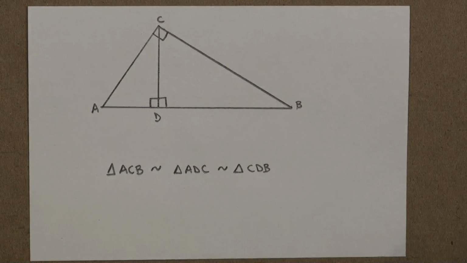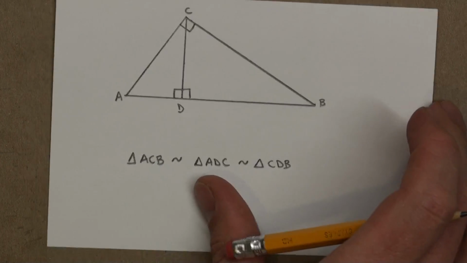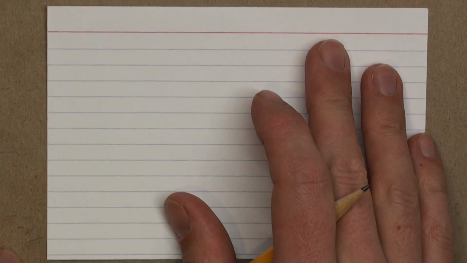Okay? That's what it says. That's the first theorem involving mean proportion. Let's do the next one. This will be card 110.